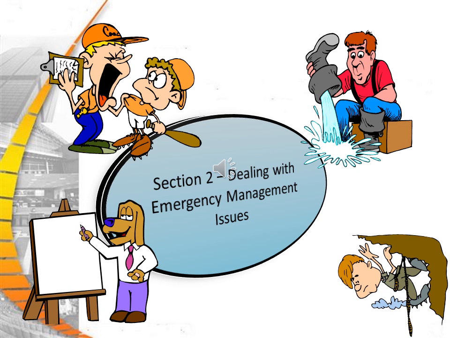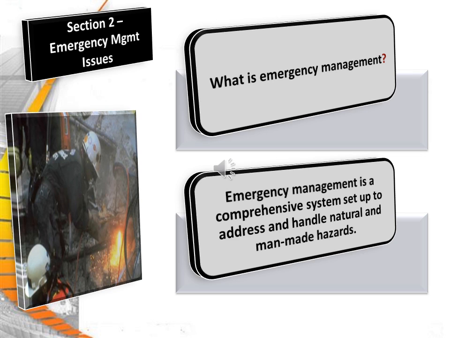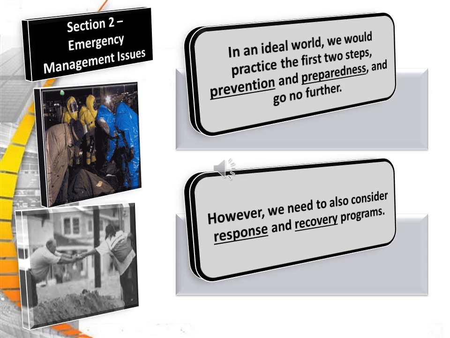Section 2, Dealing with Emergency Management Issues. What is emergency management? Well, emergency management is a comprehensive system set up to address and handle natural and man-made hazards. Emergency management is the process of preventing, preparing for, responding to, and recovering from an emergency. In an ideal world, we would practice the first two steps, prevention and preparedness, and go no further. However, we need to consider also response and recovery programs.